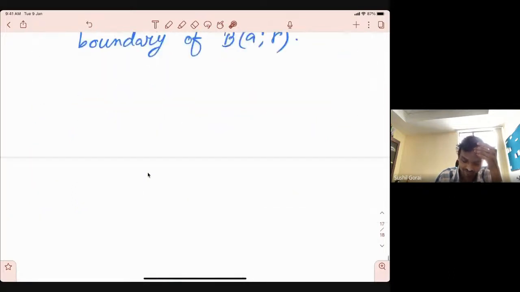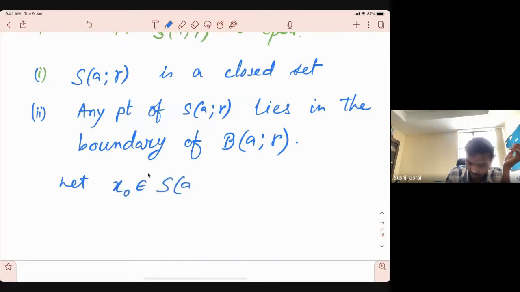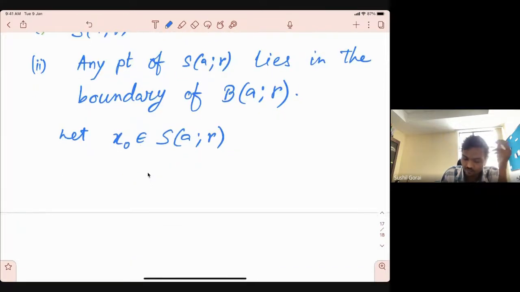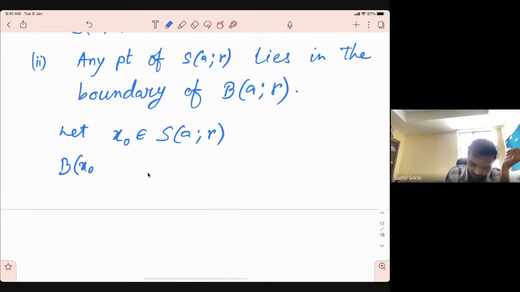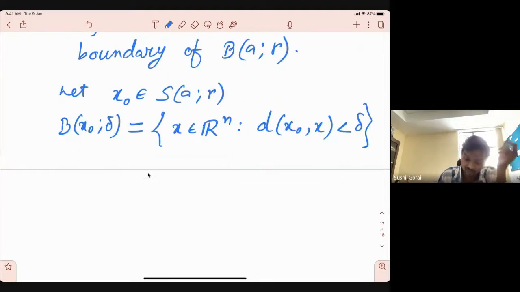How do you show it? You'll take a point x naught in SAR, right? Now if you look at the neighborhood, consider B(x naught, delta). What is it? It's the set of x in Rn such that the distance from x naught to x is less than delta.